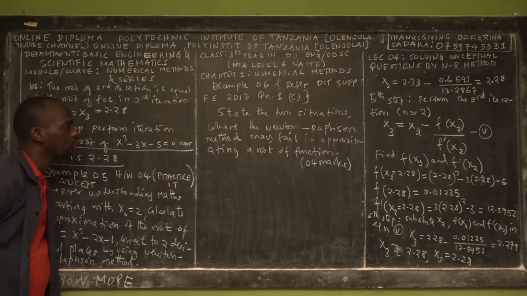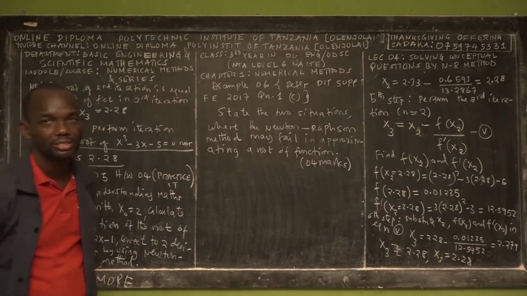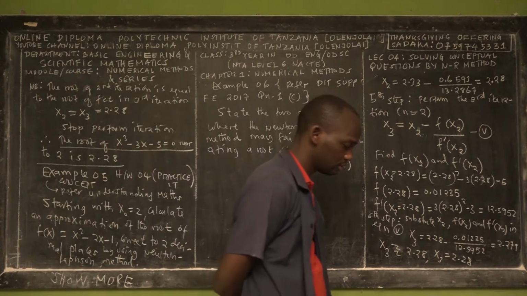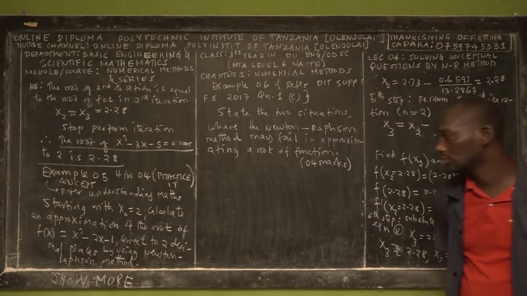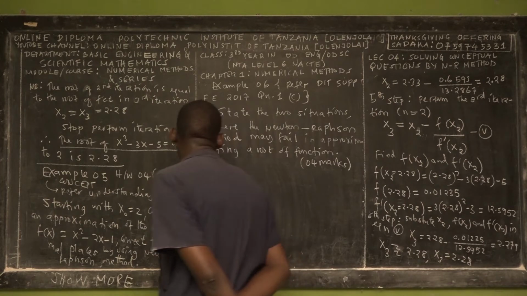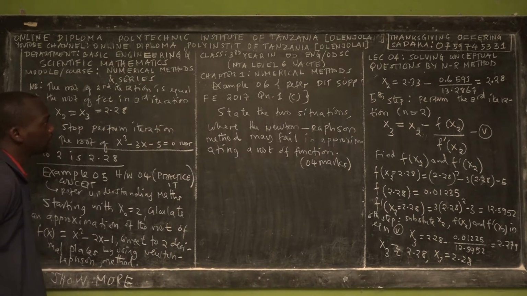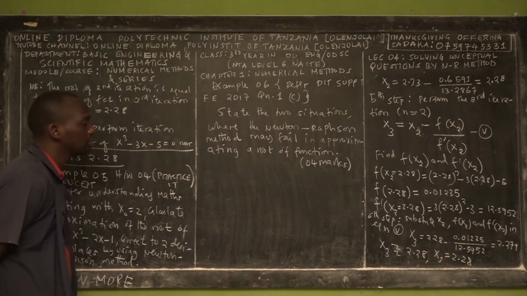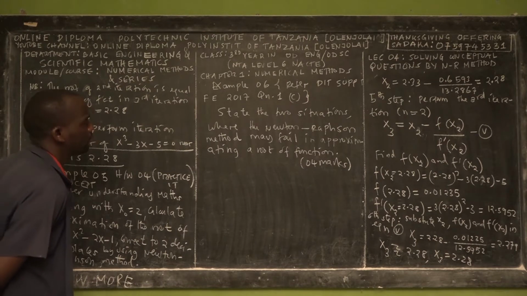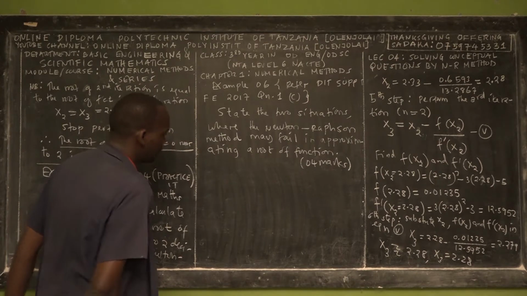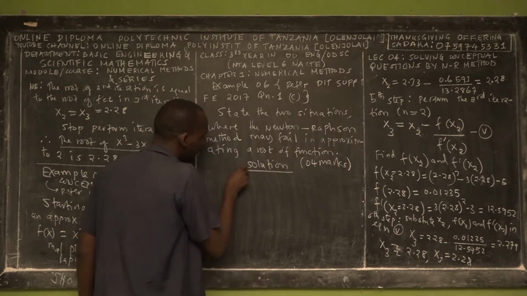State the two situations where the Newton-Raphson method may fail in approximating a root of a function. Very important question. If you refer to lecture 2, we answered this question. The answer is taught in the Online Diploma, Polytechnic Institute of Tanzania, lecture 2 of numerical method, but possibly you have forgotten, or you saw that we were teaching you concepts that never appear in the exam.